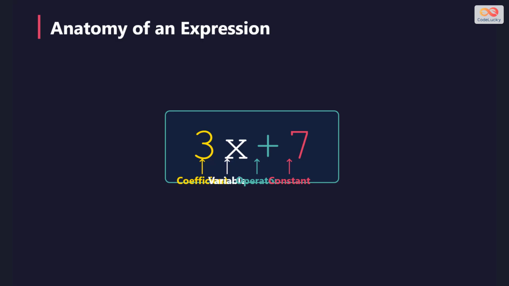First, let's understand what we are looking at. An algebraic expression is made of parts. Here we have the number 3, which is the coefficient. The letter x is our variable, representing an unknown number. The plus sign is our operator, and the number 7 is a constant because its value never changes. Together, these form a mathematical phrase.